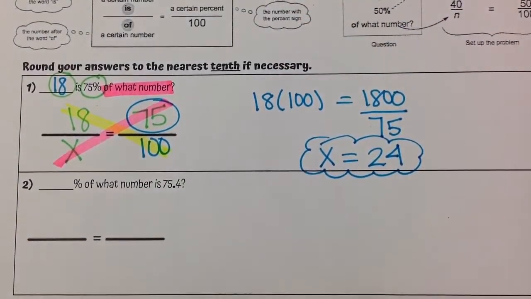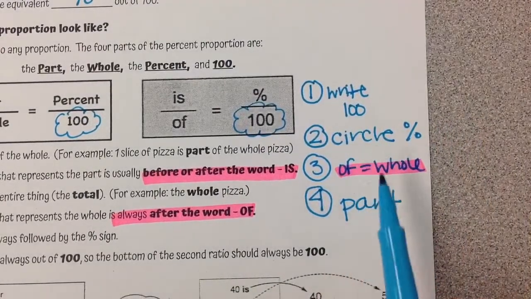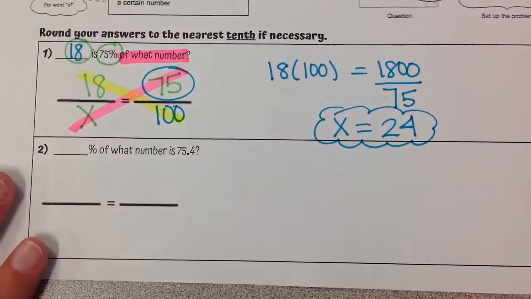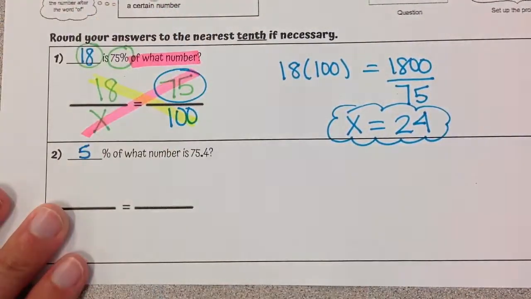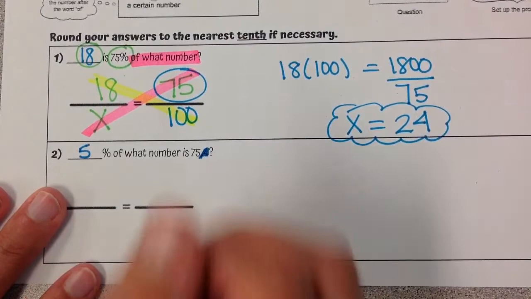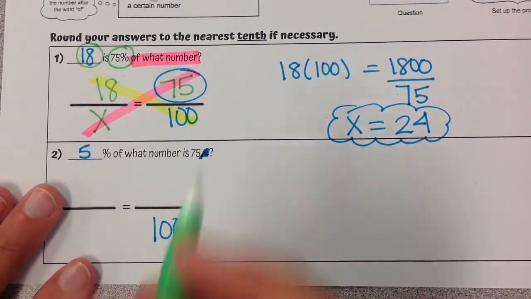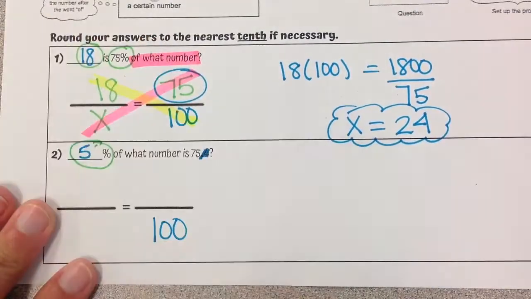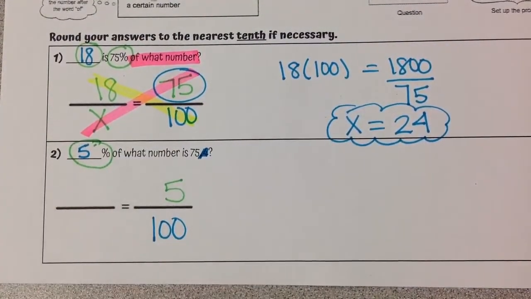Let's try another, using the same steps. Write 100, circle the percent, highlight the whole, and then find the part. So our problem is 5% of what number is 75. We're just going to say 75, not 75.4. Again, first step, write 100. Second step, circle the percent. I see the percent sign right there. That always goes above the 100.